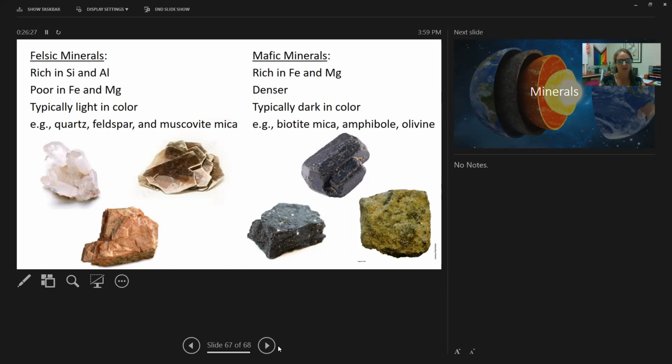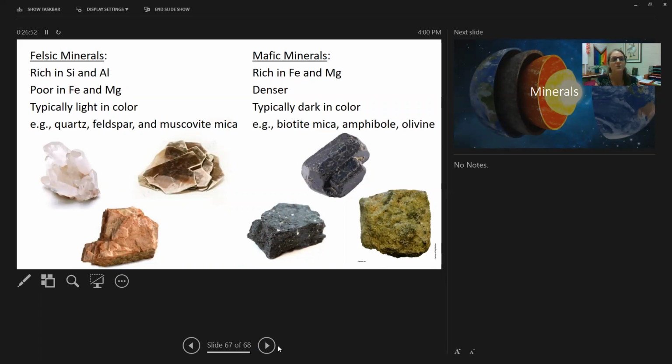So felsic minerals, those are the ones that are really, really rich in silica. They've got a lot of silica in them. They also have a lot of aluminum. In contrast, they're really poor in iron and magnesium. And silica, right, it produces light colored or light shaded minerals. So white quartz, light colored mica, light pink orthoclase, those are all felsic minerals.